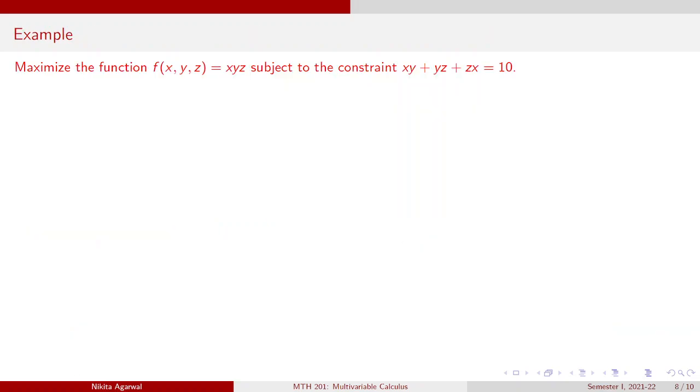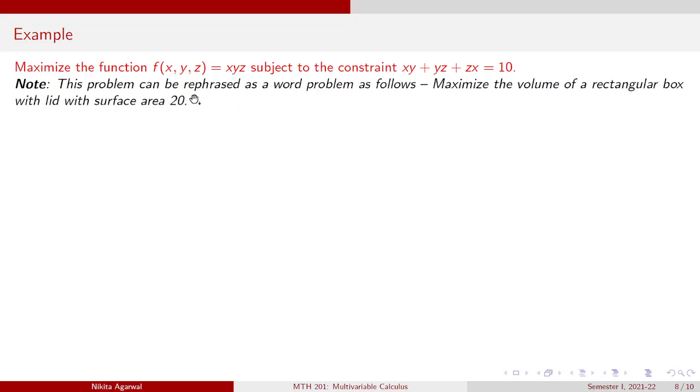Okay. So let us look at this example where you have a function of three variables and you are given one constraint. So you have to maximize this function xyz subject to this constraint. Now this problem can be rephrased as a word problem as follows. Maximize the volume of a rectangular box with lid with surface area 20. So suppose you assume that the sides of this rectangular box are x, y, z, then its volume is x times y times z, right? So this is basically the volume function.